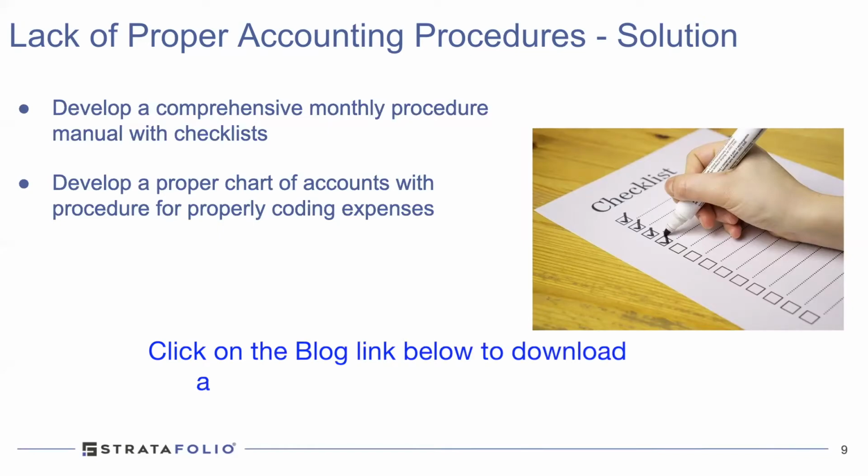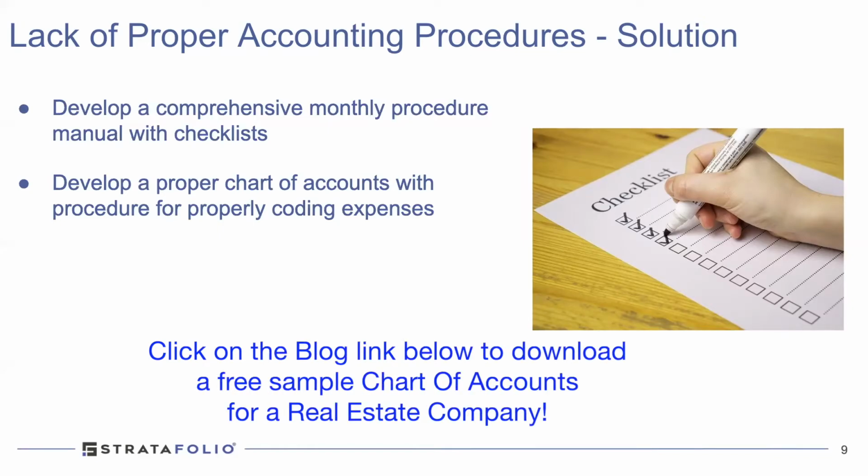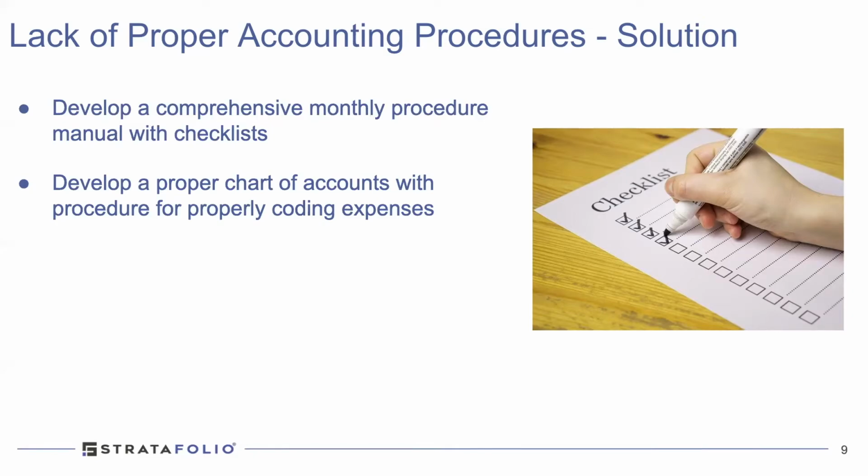This is a big one, developing the proper chart of accounts and the procedure for properly coding expenses. In an accounting set of books, you've got an account for every single little thing that hits the profit and loss statement as well as the balance sheet. And having these properly set up for the correct industry is critical.